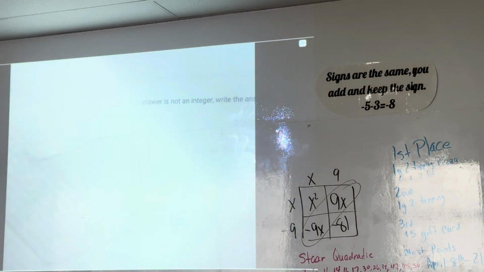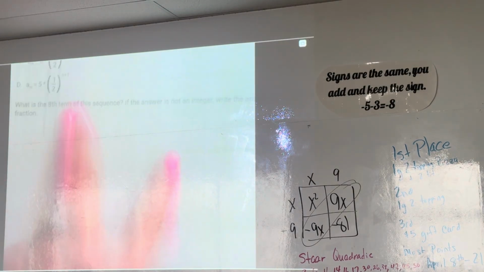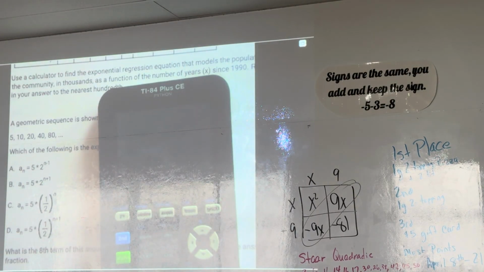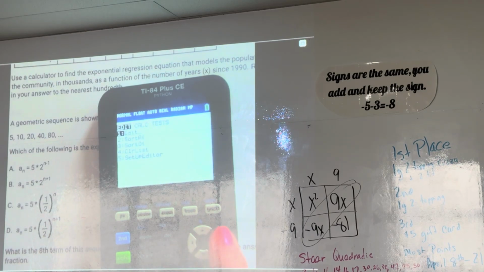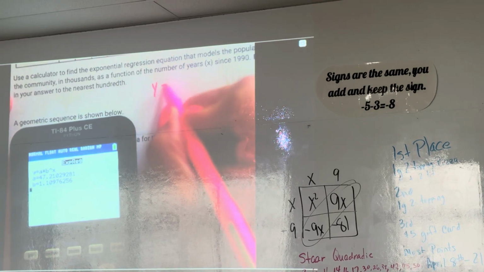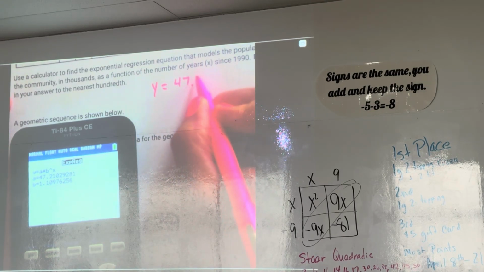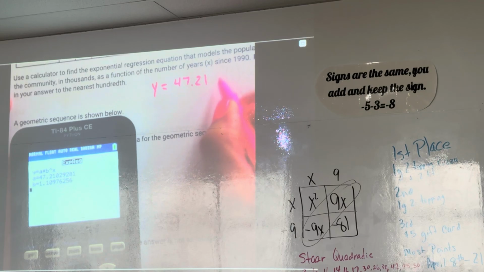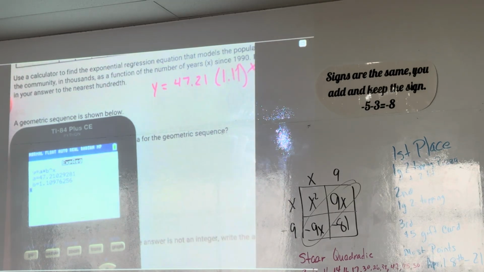Okay, so those of you who have the opportunity to put number 4 in, let's see. So stat, calculate, and 0, and L3, and L4. And is that what y'all got? Yes, precisely. Okay. So y equals 47.21 and 1 point what? 1.11. To the power of x.